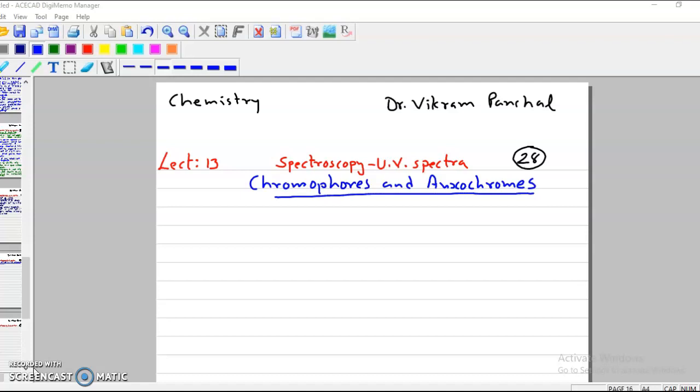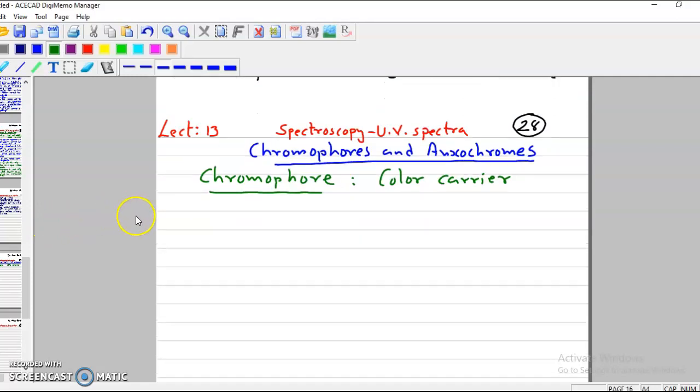This is lecture number 13, and particularly in ultraviolet visible spectra, these terms are very important: chromophores and auxochromes. So first of all, I'll take chromophore. It is a Greek word and the actual meaning is color carrier. The one who carries color is known as chromophore.